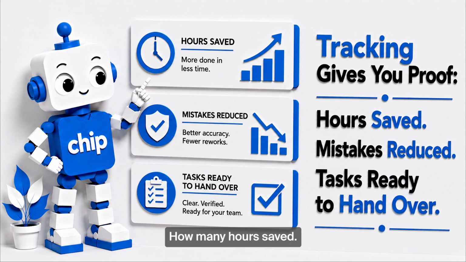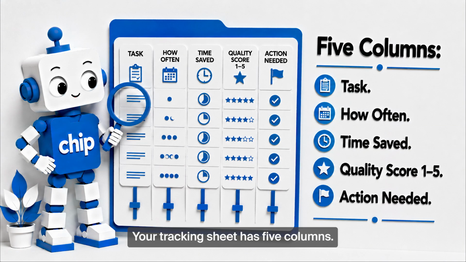How many hours saved? How many mistakes reduced? Which tasks are ready to hand to your team? This data also helps you show other people, partners, investors, even your own family that your AI system is working. Your tracking sheet has 5 columns.